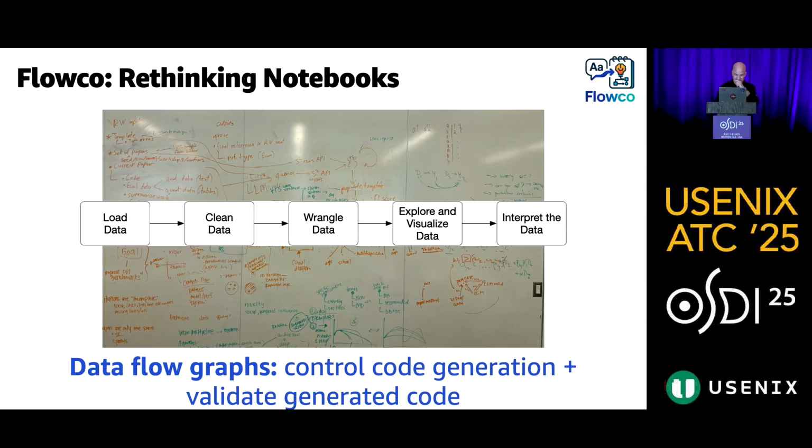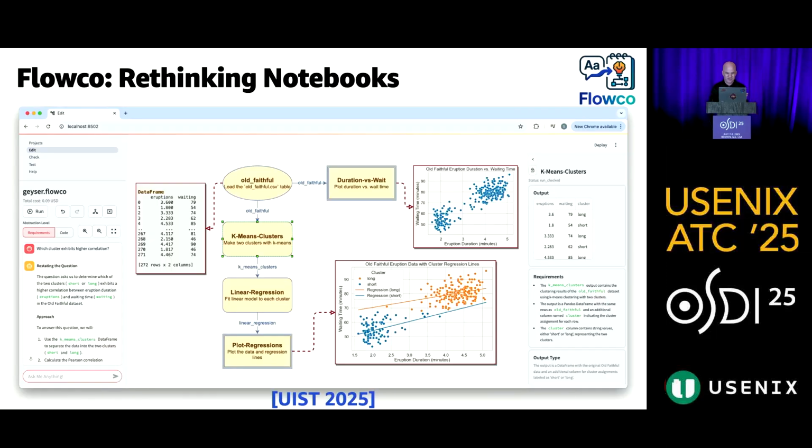And so let me dive in a little on what this means. So we built this system called Flowco, which we'll be presenting at UIST. And so you can actually try Flowco right now. It's hosted on Amazon servers.